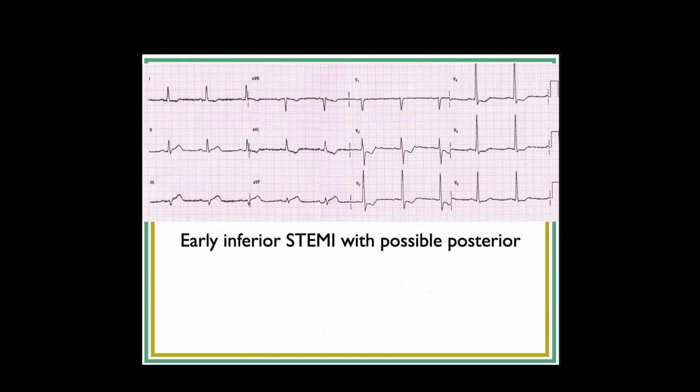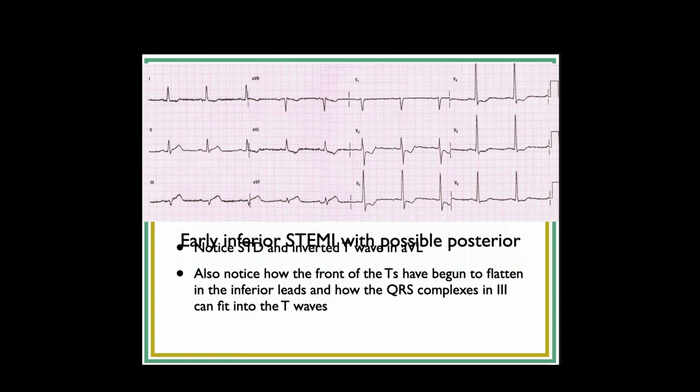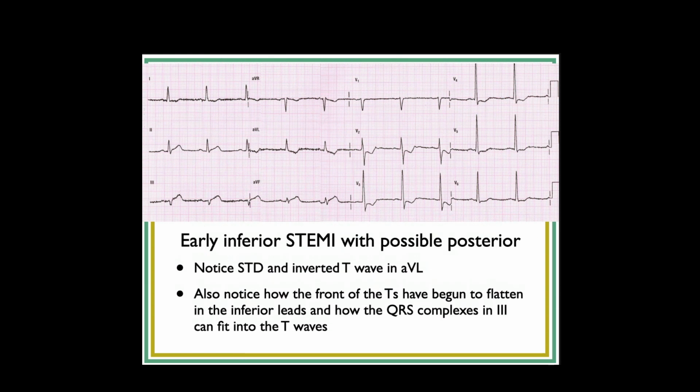Okay, so again, here's just the same thing. This one is a little more developed. You can see ST depression, inverted T wave in AVL, and again, the T waves here started to flatten out. The size of the QRS relative to the T wave, again, is problematic. So when you just look at this, if you're just looking for ST elevation, I think you're going to miss something like this. And I think that this would probably be sent to the cath lab, but it doesn't really have 2 or more contiguous leads of ST elevation.